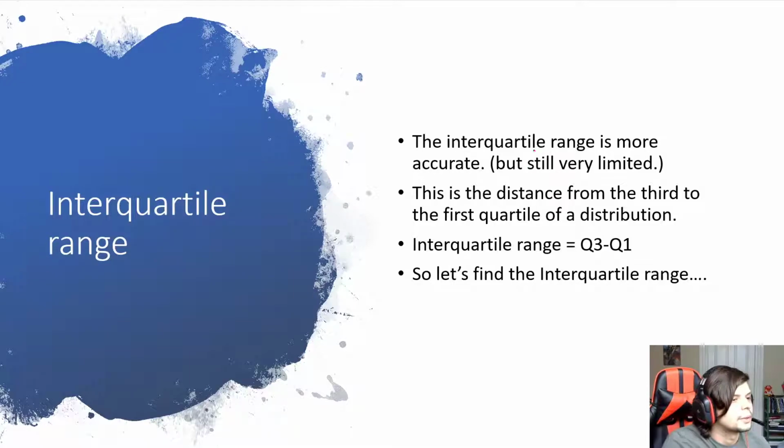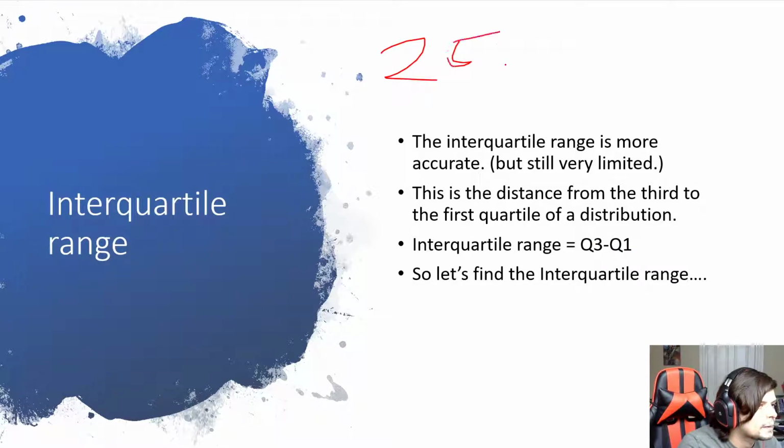So your interquartile range is more accurate, but still very limited. This is the distance from the third and the first quartile of the distribution. So interquartile range is Q3 minus Q1, or 25% of where the 25th percentile is. Okay?